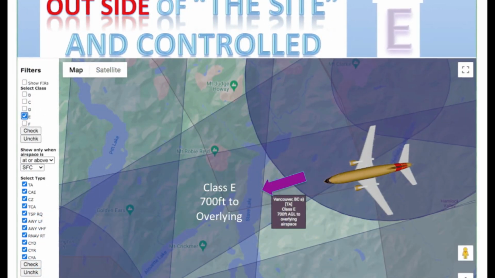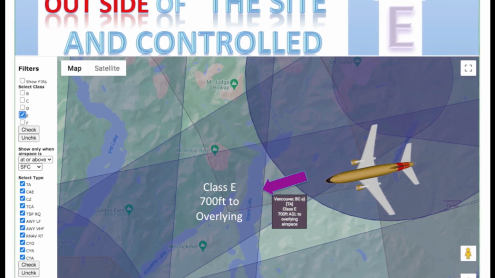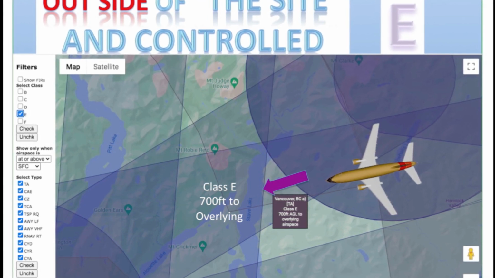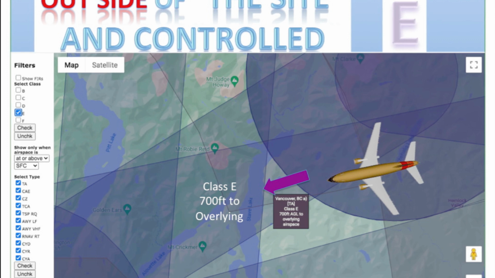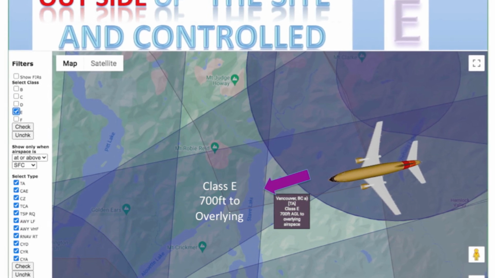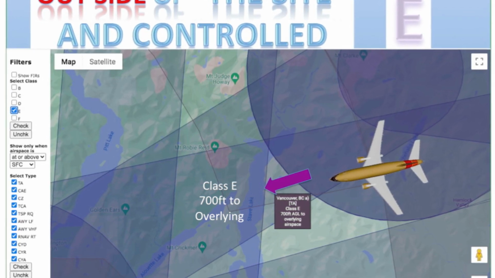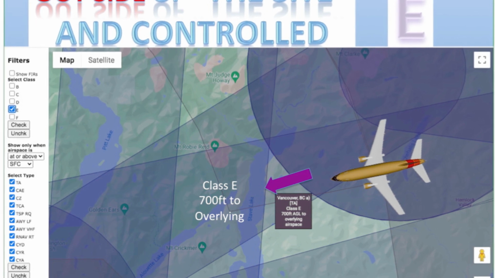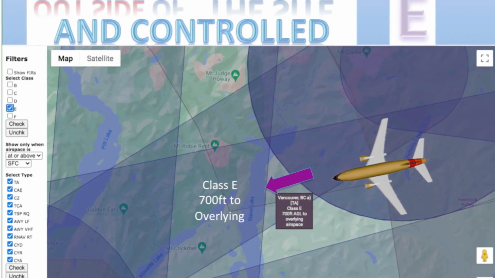Okay, so now we know we're in Class E airspace from 700 feet to overlying airspace. This is IFR traffic, no longer VFR traffic. So what that means is IFR, they're primarily flying by instrument flight rules, not visual flight rules.